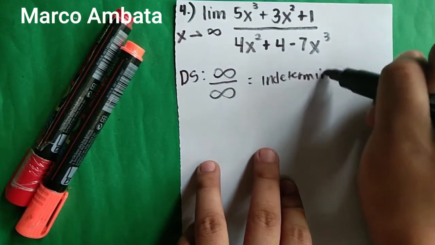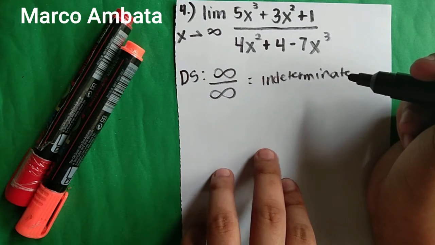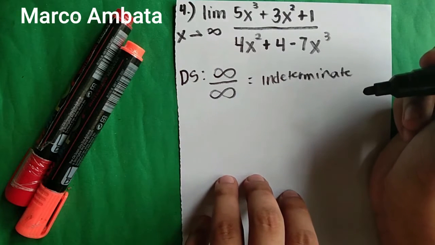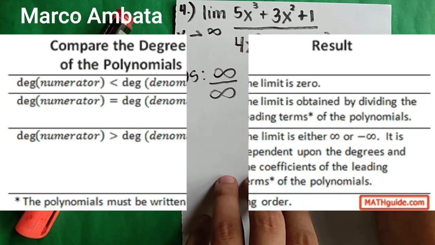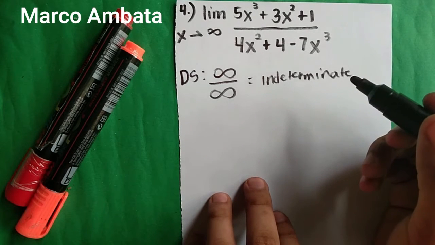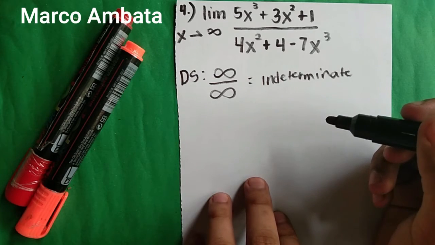Why? Because we don't know what will dominate. So, we have to use the rule wherein, since the limit is at infinity, we are going to divide each term by the highest degree.